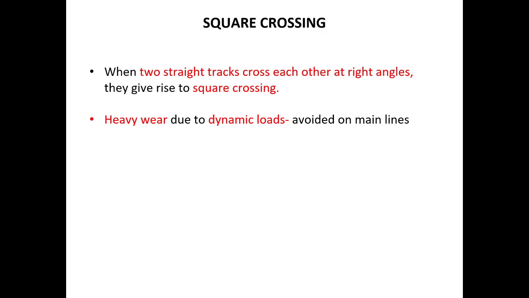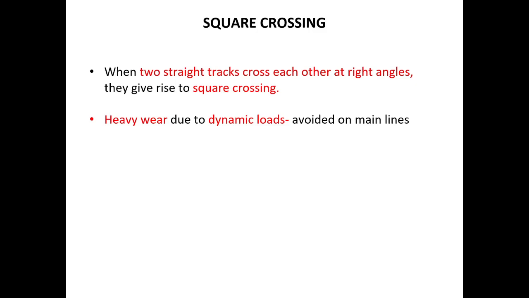Then we will move toward the third type of crossing based on the shape of the crossing, that is square crossing. When two straight tracks cross each other at right angles, they give rise to the square crossing. This type of crossing is avoided on main lines.